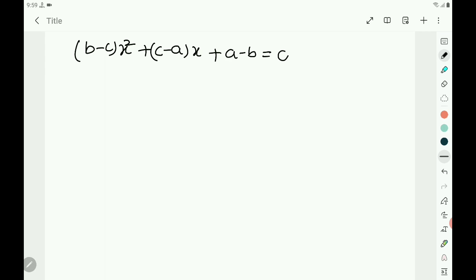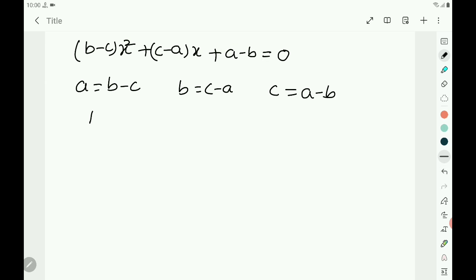This is the given quadratic equation, and given that b square minus 4ac equals 0, and we have to prove that 2b equals a plus c. Now you write the value of a, b and c. A is the coefficient of x square, that is b minus c. A equals b minus c, and b is the coefficient of x, that is c minus a. And c is a constant, that is a minus b. C equals a minus b.